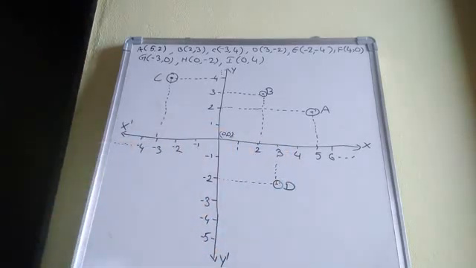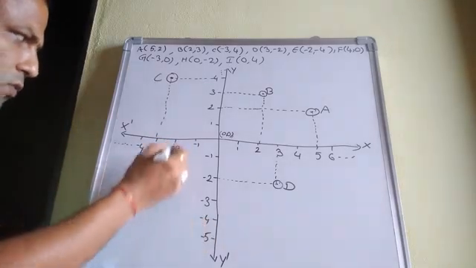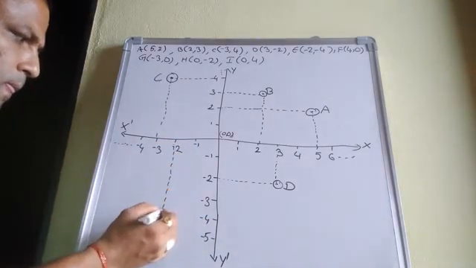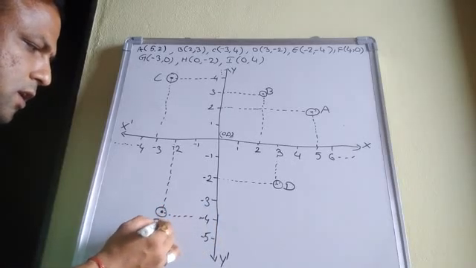Now what is point E? (-2, -4). Both are negative values. So where does this point lie? It lies in the third quadrant. So x is -2, y is -4. This point is nothing but E.